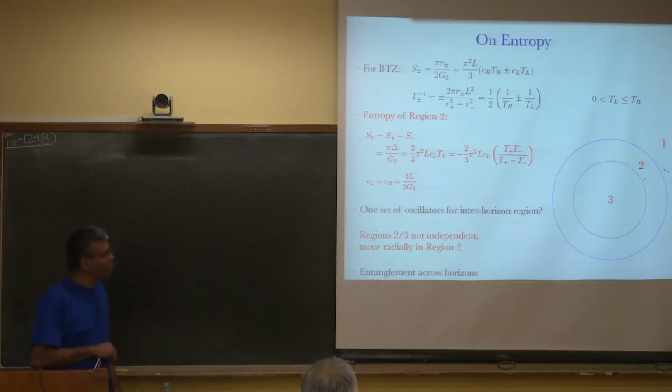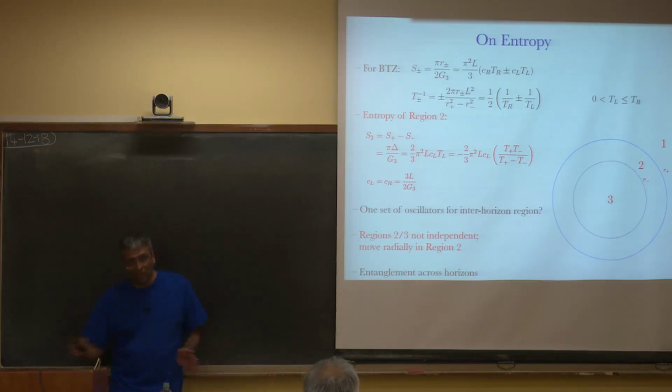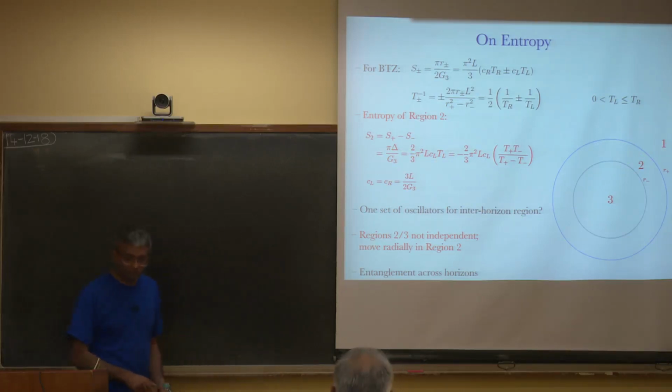Now, this is maybe a dubious proposition because regions 2 and 3 really aren't independent in that you're forced to move radially in region 2 towards region 3. And also, we know there's entanglement across the horizons, so it's not like the Hilbert spaces will factorize in a neat, nice way. So this interpretation may be an approximate sort of interpretation. But it's sort of interesting. The difference between S plus and S minus corresponds to the set of oscillators you turned on in order to generate a non-extremal solution.